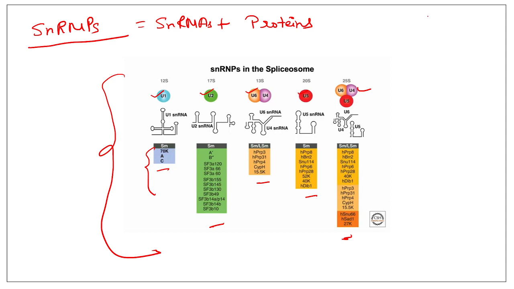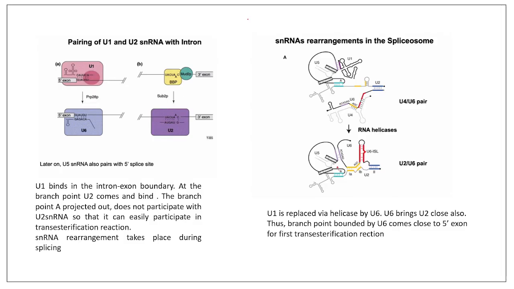So I have already told you that if this is your intron, this is your 5 prime splice site, and this is your 3 prime splice site, and this is your branch point somewhere. Sorry, I was making it in the middle, but the branch point is somewhere near the 3 prime splice site. In the 5 prime splice site, U1 comes and binds. U2 binds somewhere here, which is near the 3 prime splice site, and near the branch point also. Now here comes how U1 and U2 pair with each other.